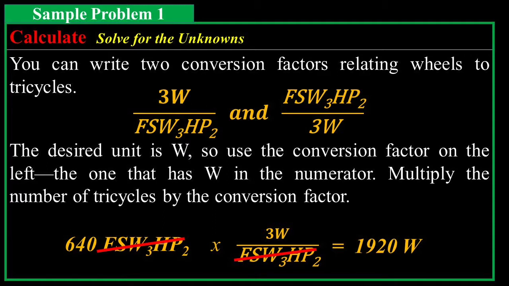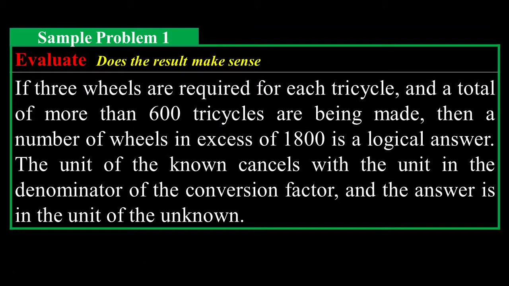So use the conversion factor on the left, the one that has wheels in the numerator. Multiply the number of tricycles by the conversion factor. It's listed there, and it's 1920 wheels. 1920. So that makes sense. 640 times 3 would be 1920. Let's evaluate the answer.